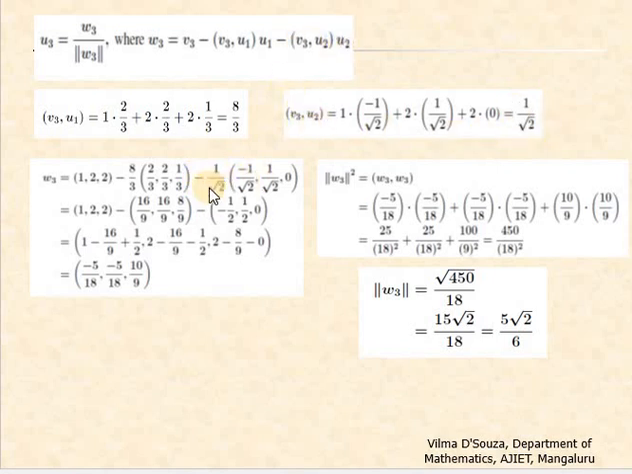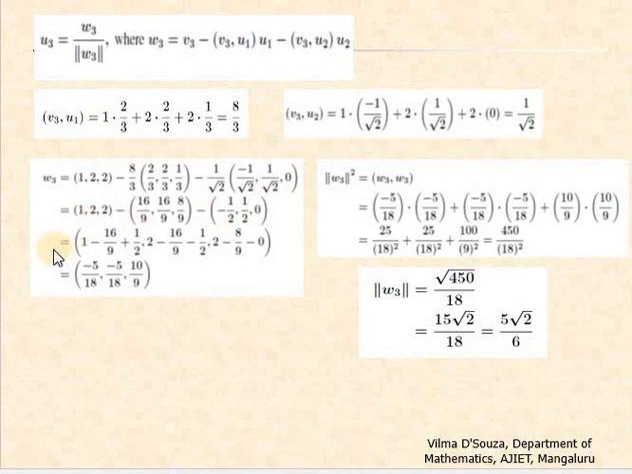Minus V3·U2. What is V3·U2? 1 by root 2 into U2. U2 also you have found, you can go back and check what is U2: (−1/√2, 1/√2, 0). So simplify this. W3 is (1, 2, 2) minus 8 by 3, multiplied to each term: (16/9, 16/9, 8/9), minus 1 by root 2 into (−1/√2, 1/√2, 0), you have one more minus here, retain as it is: minus (−1/2, 1/2, 0).